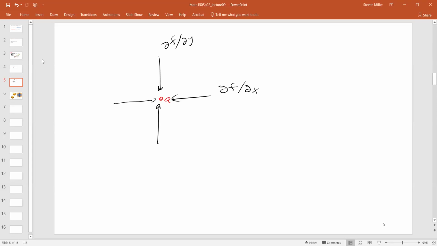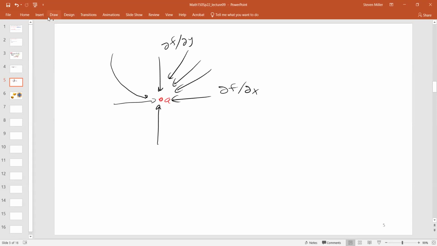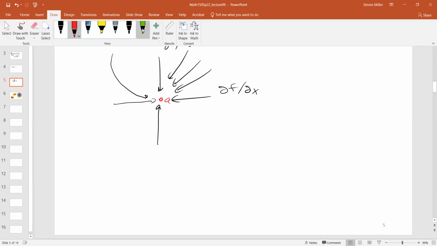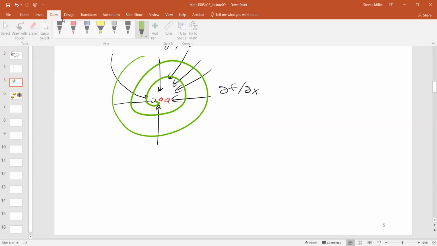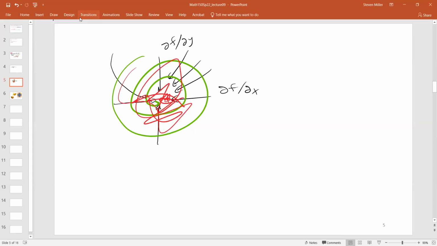So I could approach along a diagonal, and in fact, there's infinitely many diagonals I could approach along, right? I could approach along a parabola. I could have some fun. I could approach along some kind of maybe logarithmic spiral. Or if I really wanted to get crazy, so long as the radius is getting smaller and smaller and smaller, I could do something like that.